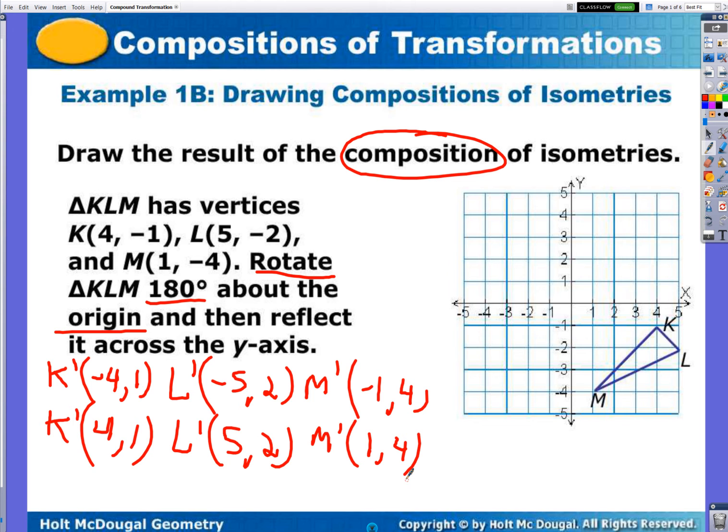Did I go too fast there? These are all things we've done before. None of this is new. So we go with 4, 1, which is, I'll just write K prime. K prime 5, -2... that is L prime, and then 1, 4 up here is M prime. Yeah, that's the same thing we got yesterday.